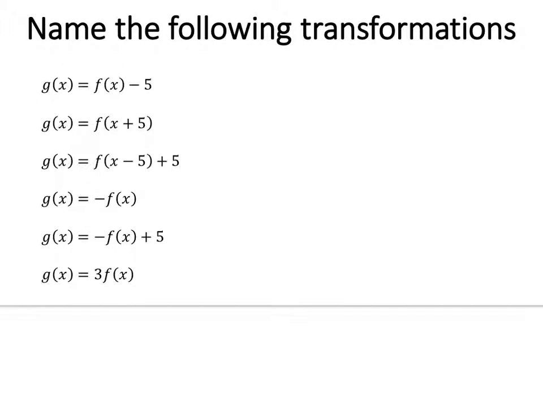So the first thing you need to be able to do is, looking at a function equation, you should be able to tell what the transformation is. So looking at this first one, I have f of x minus 5. Since this minus 5 is all the way out in the back, I know that means k is negative 5. So this tells me that I shift down 5.